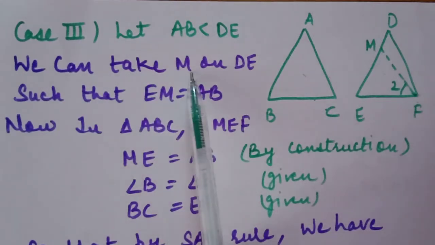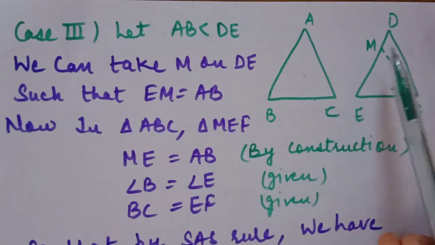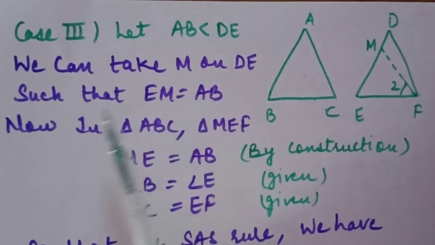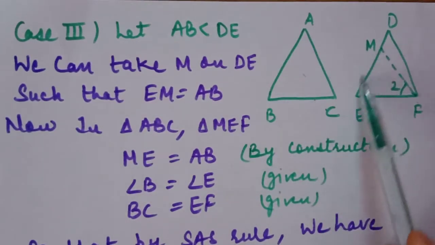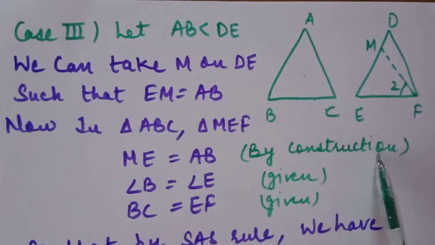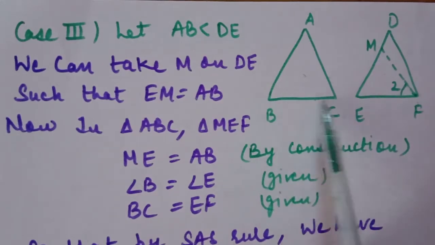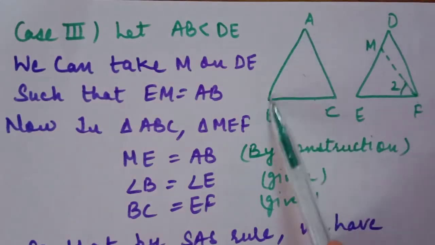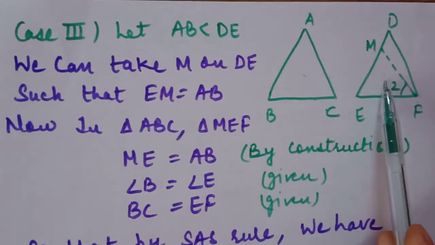We can take M on DE because it is greater than. We will take M on DE such that EM and AB are equal to each other. Now in triangles ABC and MEF, AB is equal to ME by construction. Angle B and angle E are equal to each other, given. BC and EF are also equal to each other, given. So by SAS congruence rule, both the triangles are congruent.